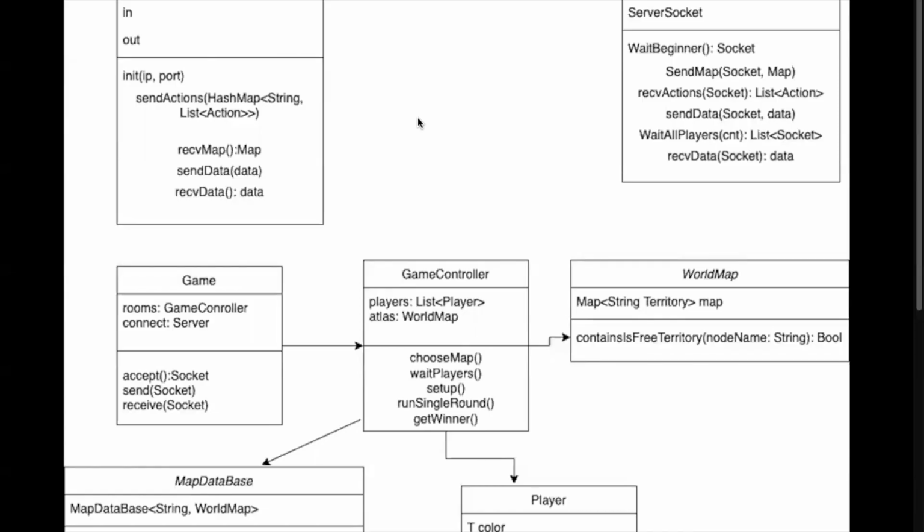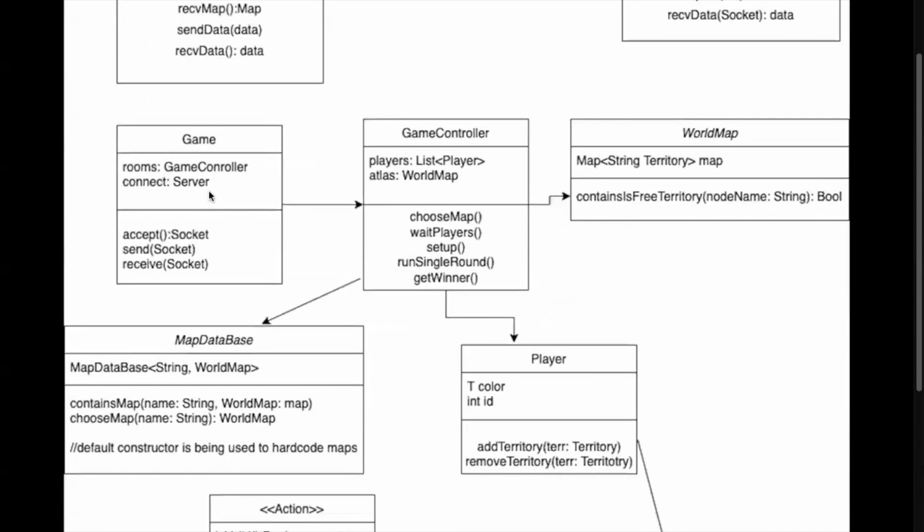UML diagram for Evolution 1. We separate this project into two parts: one is the client and the other is the server. The following diagram is mainly about the server. In the server, the main class is the game. It mainly handles the communication coming from the client.